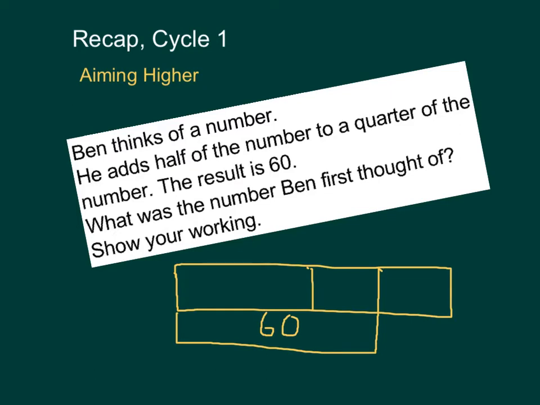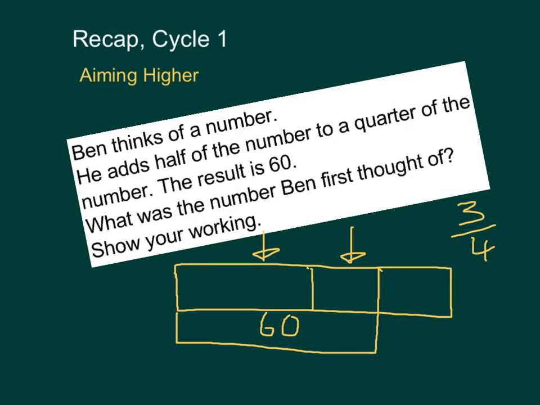Okay, so the first step to answering this question is realising that the actual number that you must have is bigger than 60. Because if you take half of the number here and a quarter of the number, in total that's 3/4 of the number. So 3/4 of the number is 60.